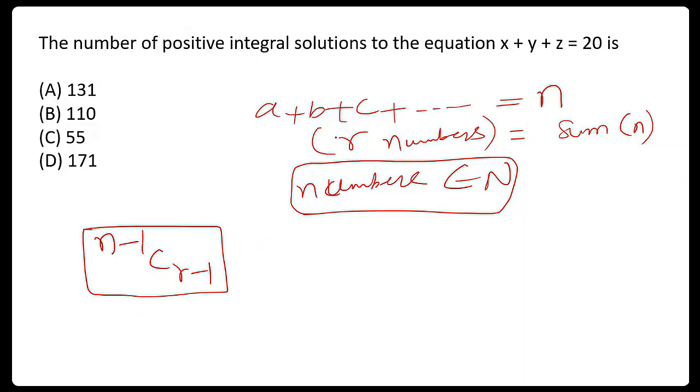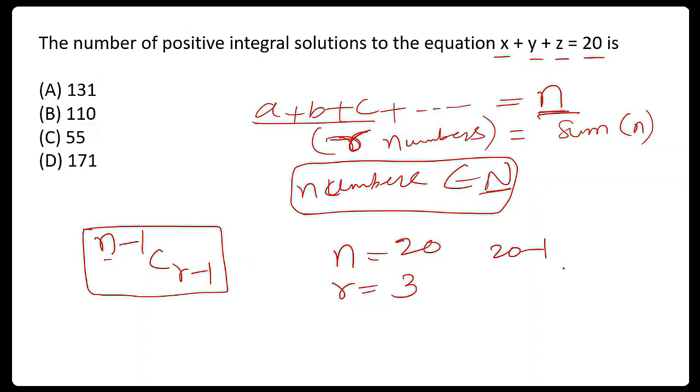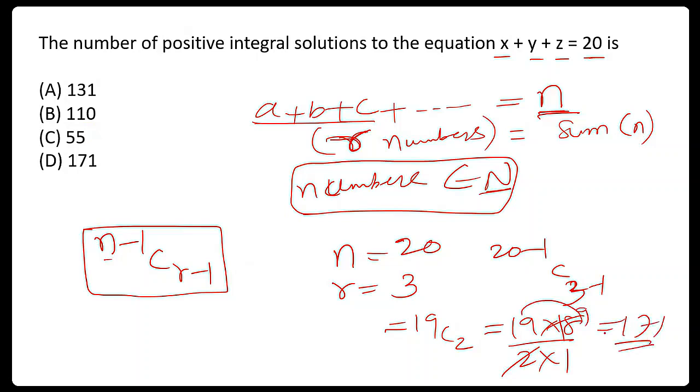I repeat, when you're adding r numbers to get a sum n where the numbers are only natural numbers, then the number of combinations to get that sum is n minus 1 C r minus 1. In this question, n is 20 because we want a sum 20. r is 3 because we are adding 3 numbers here. So n minus 1, 20 minus 1 C 3 minus 1, which is 19 C 2, which is 19 into 18 by 2 into 1. If I simplify, 2 ones are 2, 9 nines are 99... 9 19s are 171, is the answer.